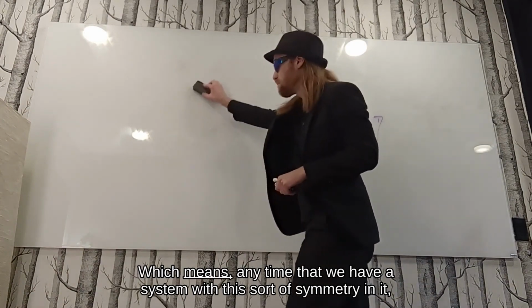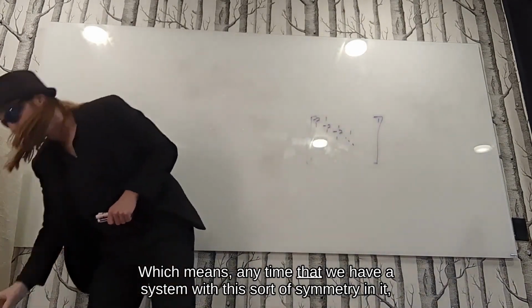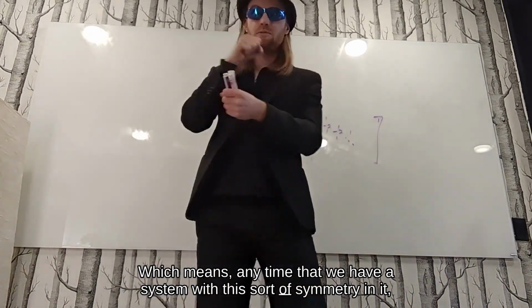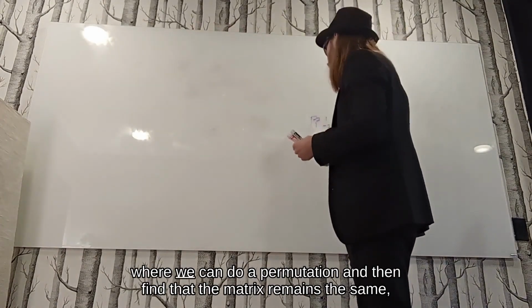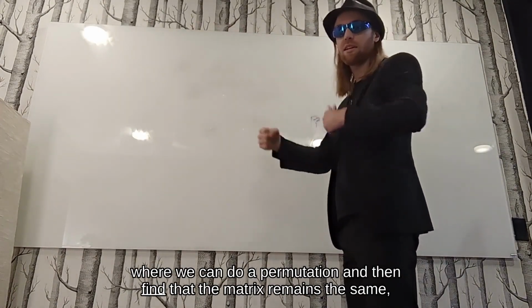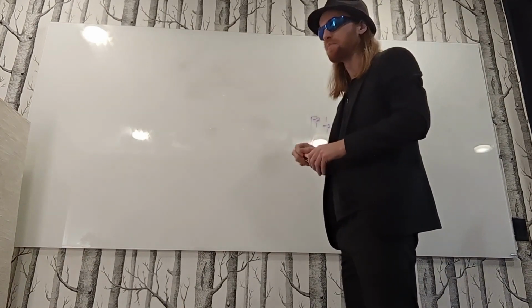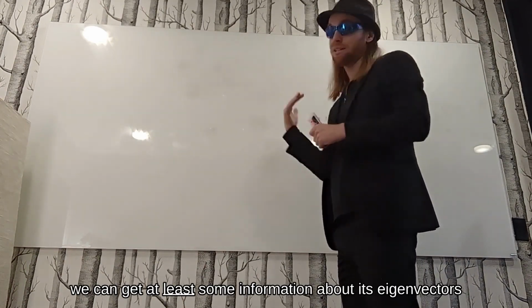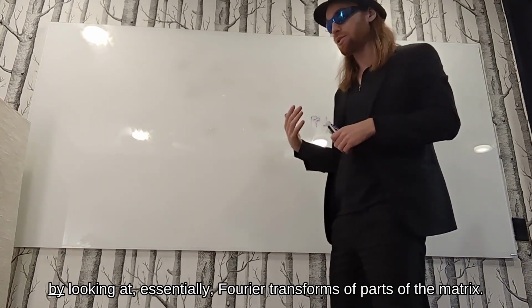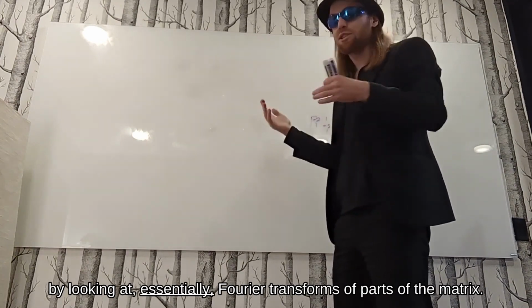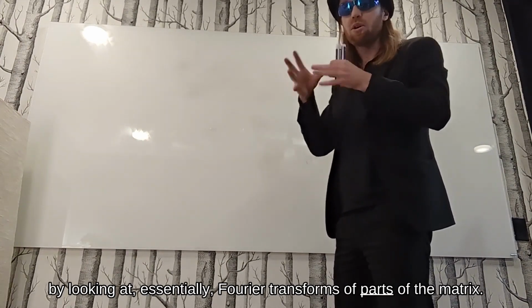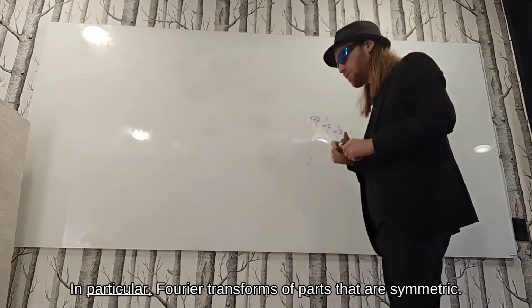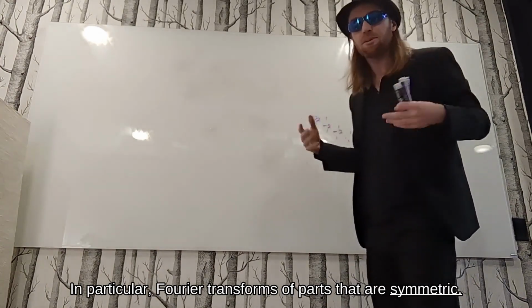Okay? Which means anytime that we have a system with this sort of symmetry in it, where we can do a permutation and then find that the matrix remains the same, we can get at least some information about its eigenvectors by looking at essentially Fourier transforms of parts of the matrix. In particular, Fourier transforms of parts that are symmetric.